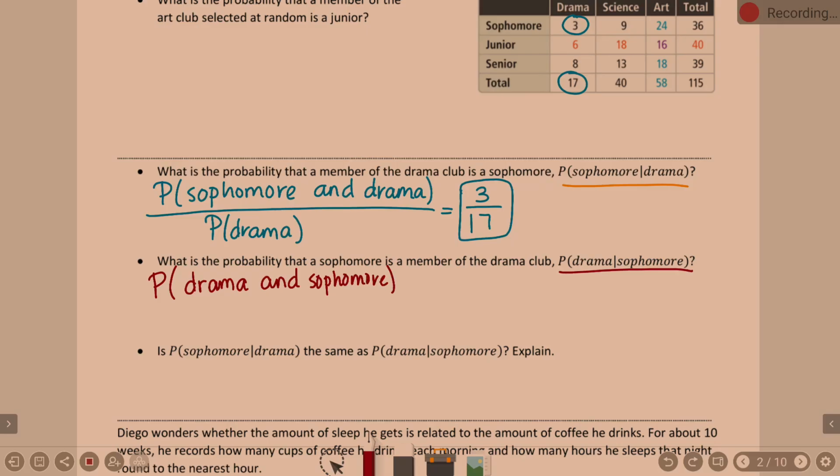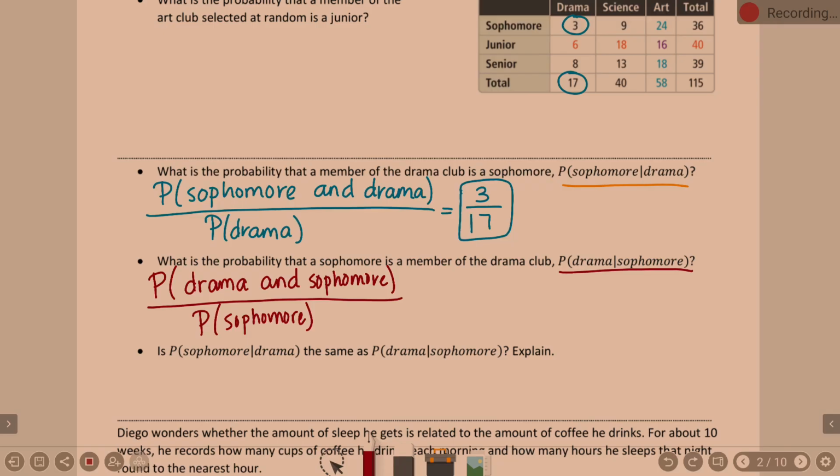On top is the probability of being in drama club and a sophomore. So, as he said, a sophomore in drama. What goes in the denominator here? 36. Words. Oh, shoot, drama club. Okay. Oh, sophomore. Probability of being a sophomore, because the condition is what's going on bottom.